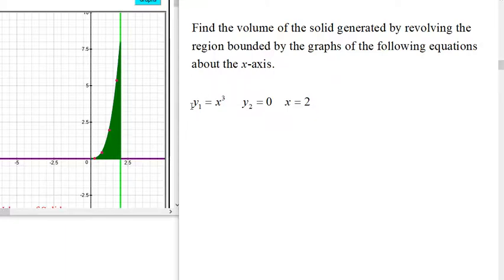So we have a region bounded by these graphs, and we want to revolve the bounded region about the x-axis and then find the volume of the solid of revolution. So this is the graph. This is the graph for y equal to x to the third. This is the line y equal to 0, which is also the axis of revolution. And this is the line x equal to 2.